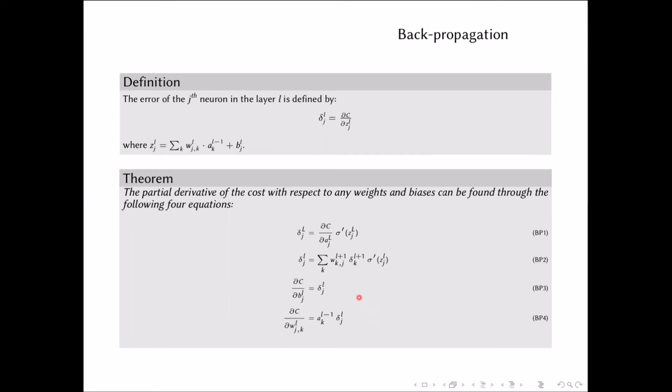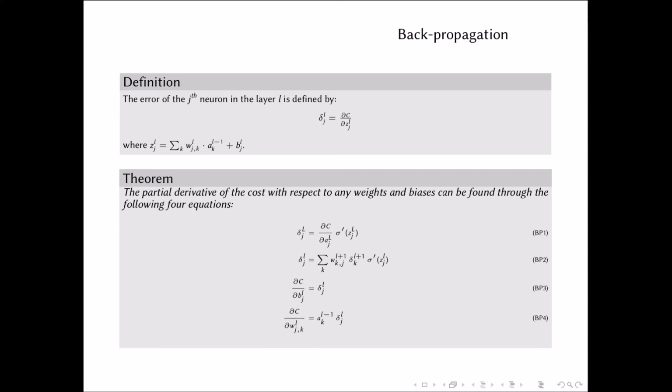So let's look at equation 1. Equation 1 tells us the error in the last layer. This capital L always denotes the last layer. So the error in the last layer is the partial derivative of C with respect to a_j^L, which is the output in the last layer, times sigma prime of z_j^L. And equation 2 tells us if we know delta^(L+1), we can write delta^L in terms of it.